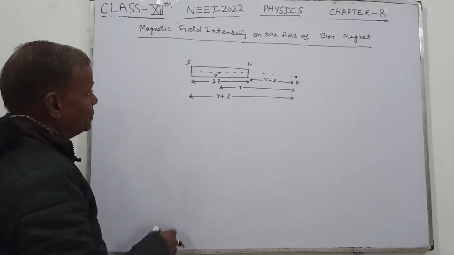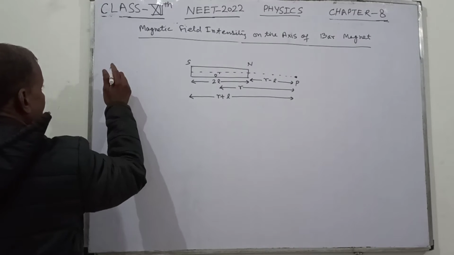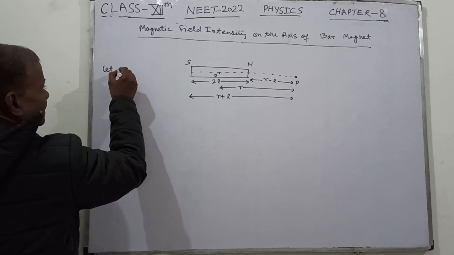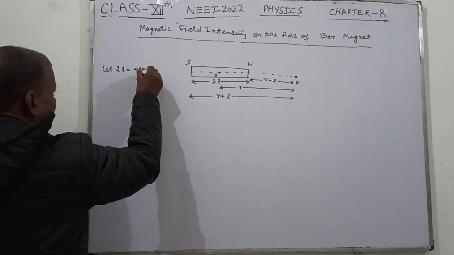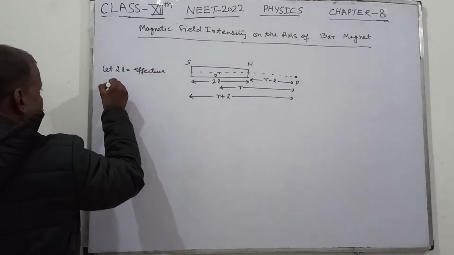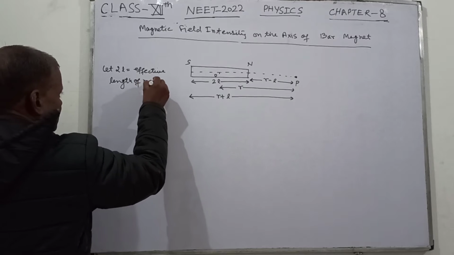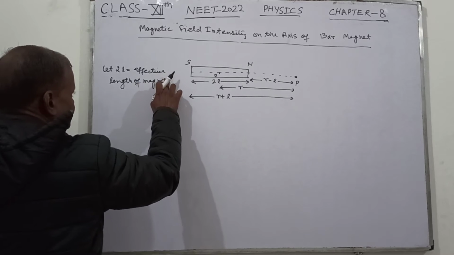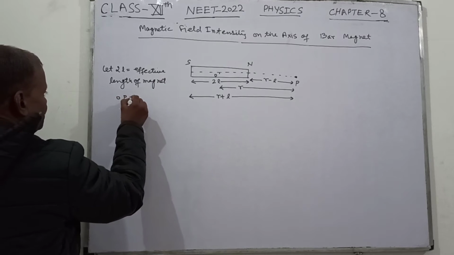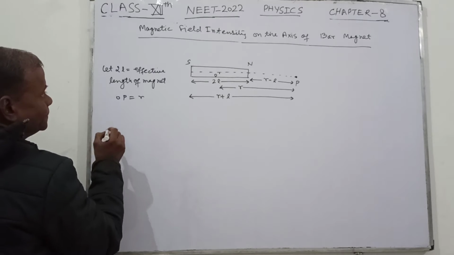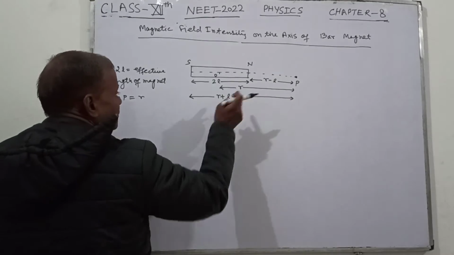Here O is the center of the magnet. Let 2L equal the effective length of the magnet, and OP is equal to R. So this distance NP will be R minus L.